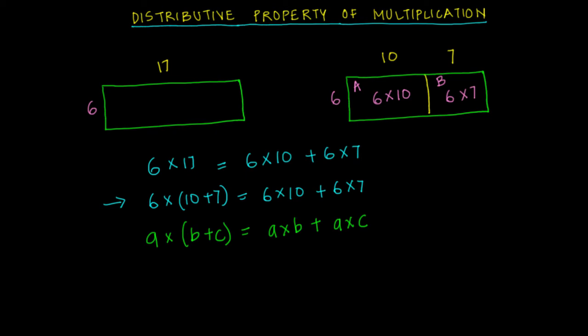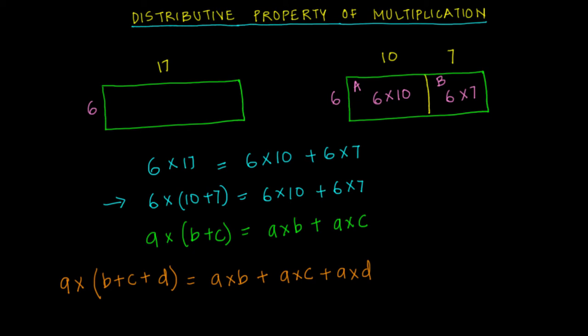An important aspect of this property is that now we can extend it to more numbers. Let's see what that means. So I had A times B plus C equals A times B plus A times C. But what if I now have A times B plus C plus D? I can use the same property and say A times B plus C plus D equals A times B plus A times C plus A times D.